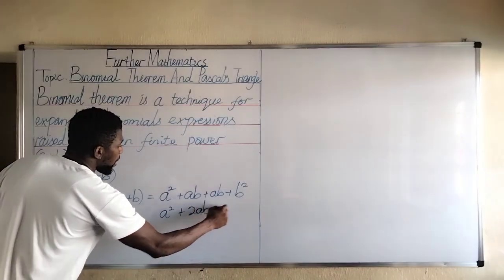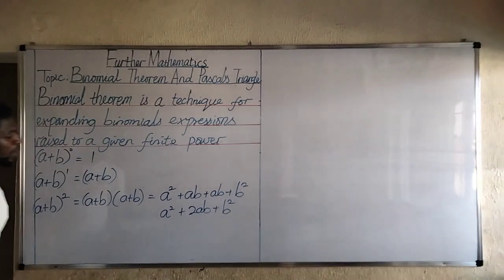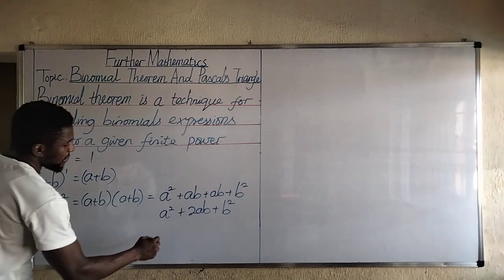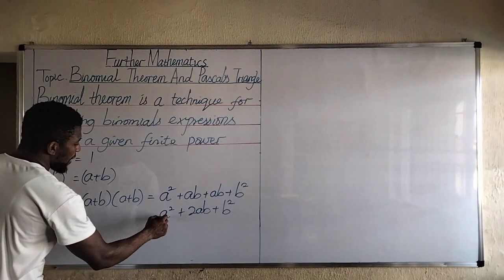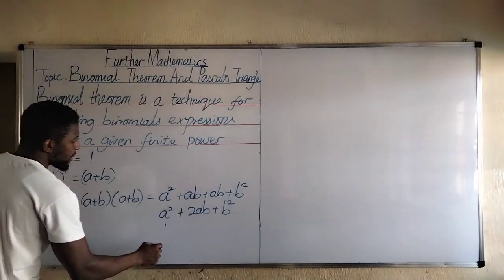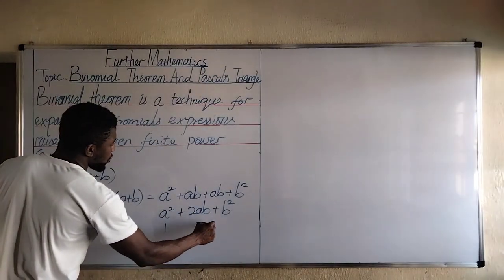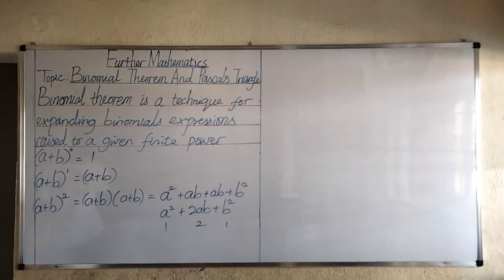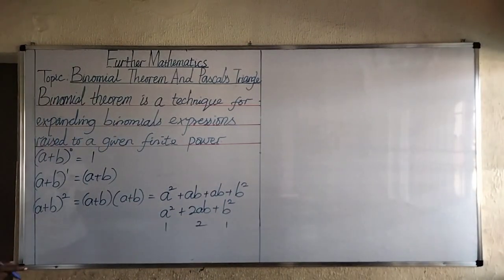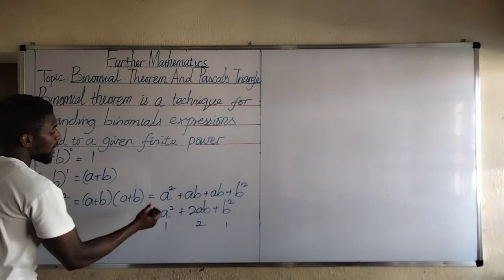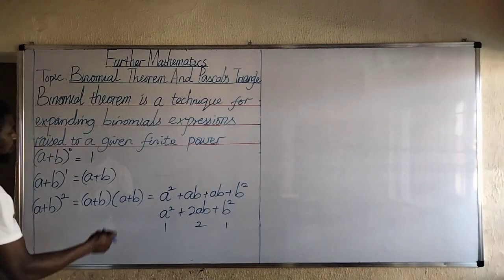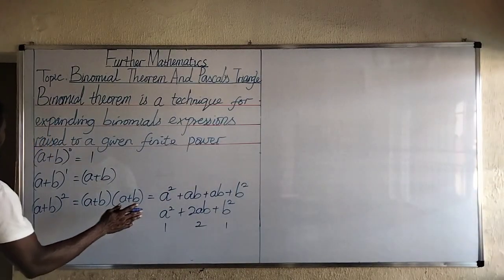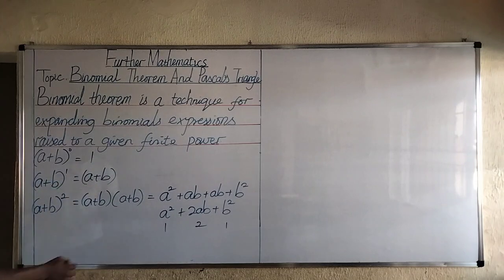2ab plus b squared. If we look at this, we can see that the coefficient of a squared here is 1, the coefficient of ab here is 2, and the coefficient of b squared here is 1. So these coefficients will help us a lot to construct Pascal's triangle, and Pascal's triangle is also used to determine the coefficients of terms that we are expanding by using binomial theorem.